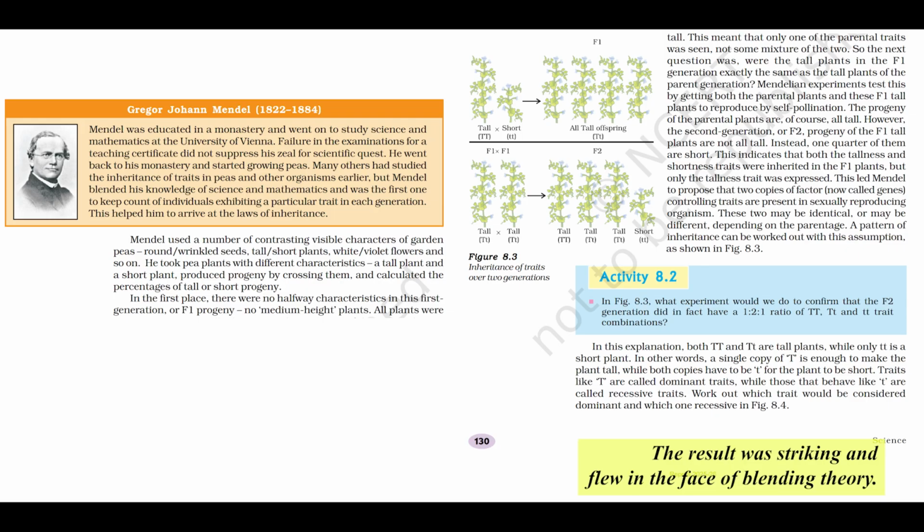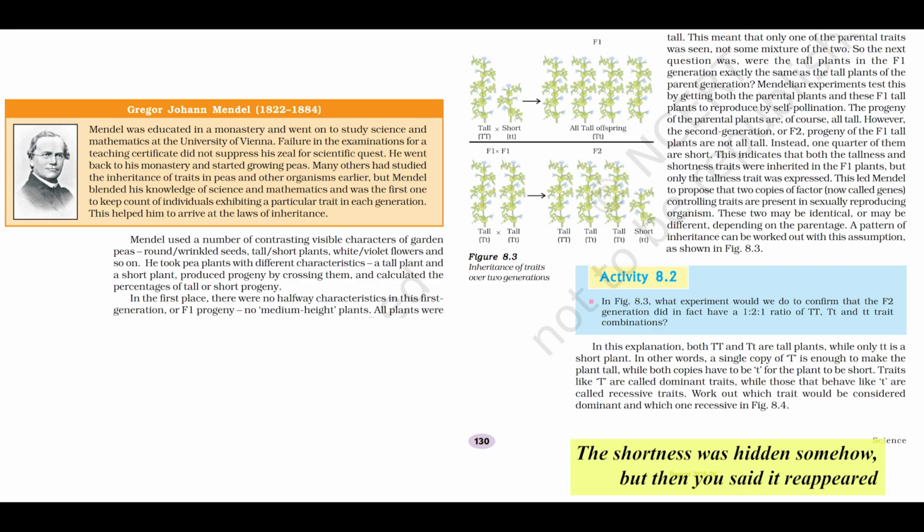The result was striking and flew in the face of blending theory. Every single plant in the F1 generation was tall. All of them. No short ones at all. No medium ones. None whatsoever. No medium height, no blending, and definitely no short plants. It was as if the trait for shortness had simply disappeared. This immediately told him something crucial. One trait could completely mask the other.